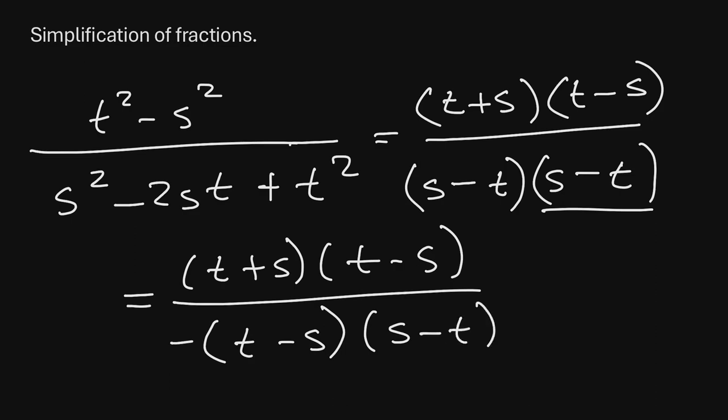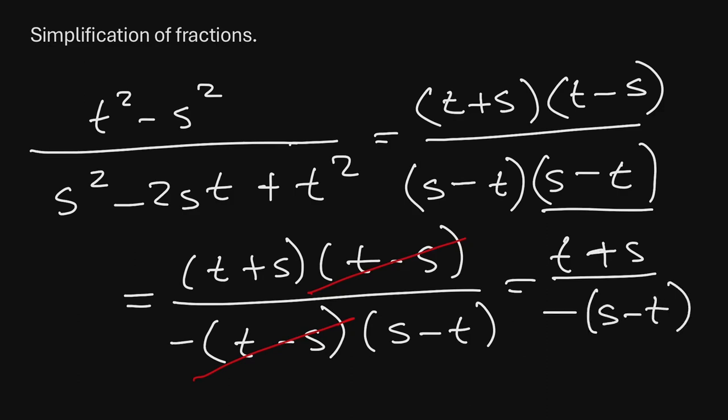So now, this thing here will cancel out with that thing. And therefore, our answer will just simplify to be what? It will just simplify to be the t plus s at the top, all divided by negative s minus t that is remaining at the bottom. So this will be the answer for our problem. So now let us look at the next problem.